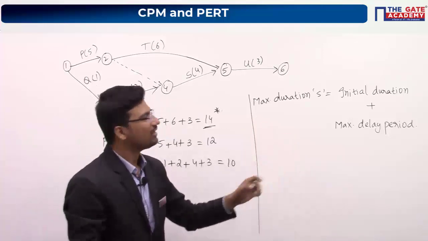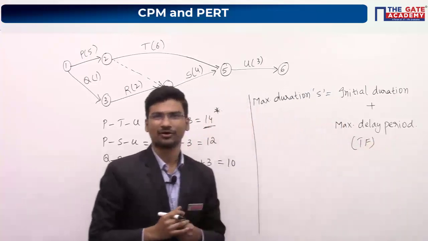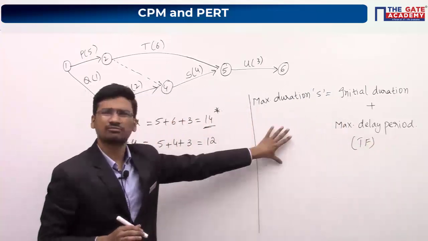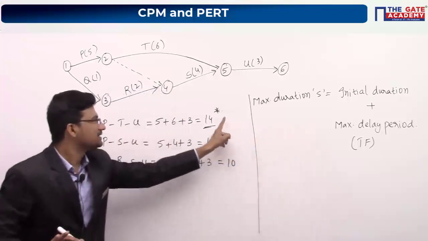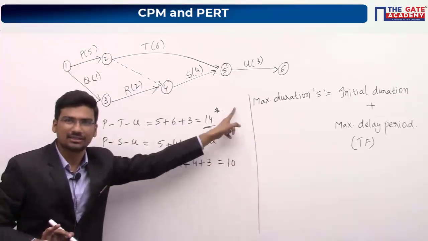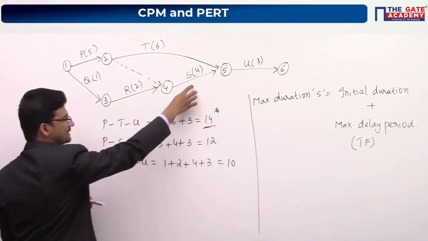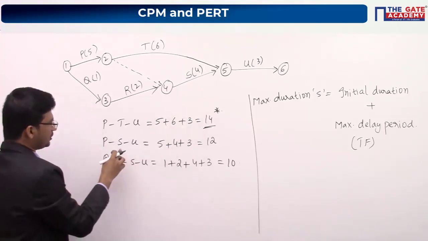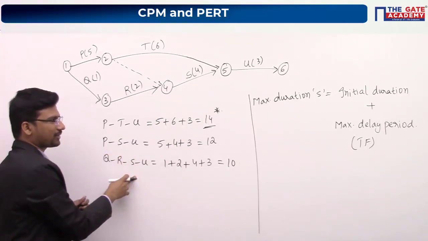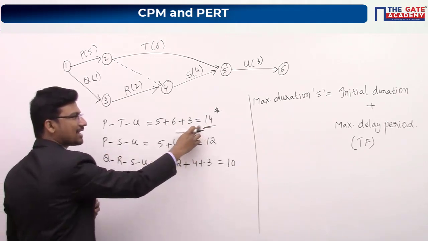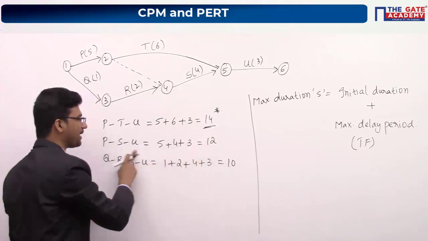What is the maximum delay period? Indirectly, it is your total float value. Maybe you can calculate total float, but the calculations will become lengthy. Don't calculate total float. Just look at these 3 paths. In these 3 paths, they are talking about activity S. Activity S is in this path and in this path also, so it has a duration of 14. What is the next maximum duration? It is 12.